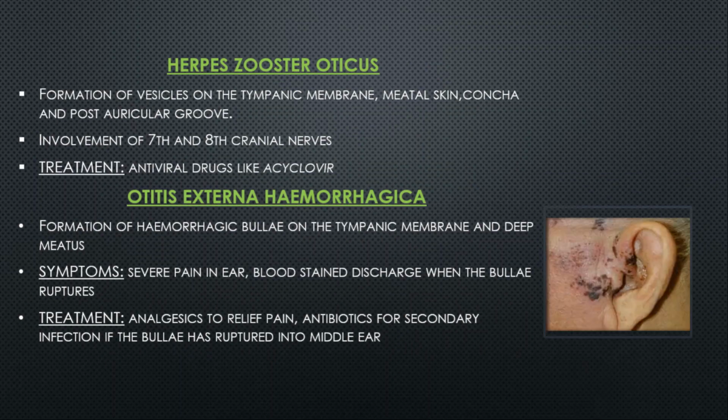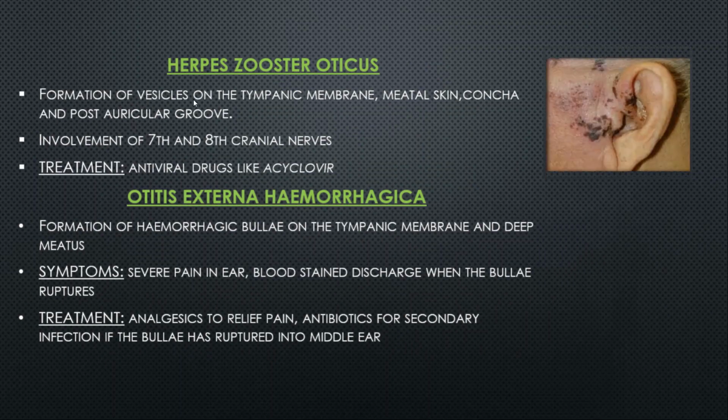Herpes zoster oticus. It is a formation of vesicles on the tympanic membrane, meatal skin, concha and post-auricular groove. It involves the 7th and 8th cranial nerves, and treatment is by giving antiviral drugs like acyclovir.